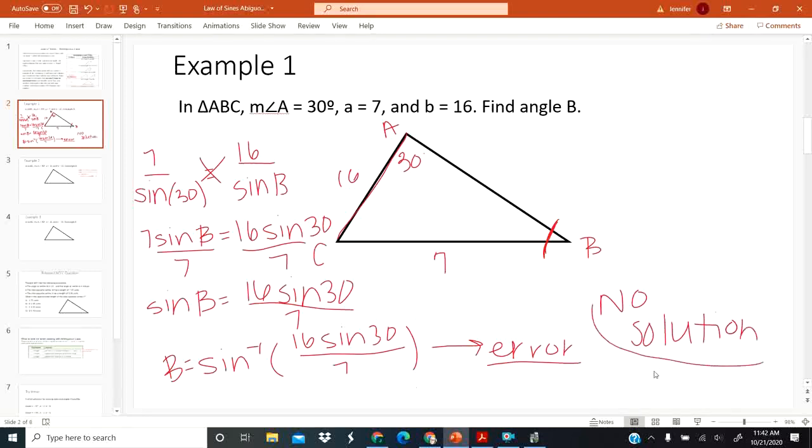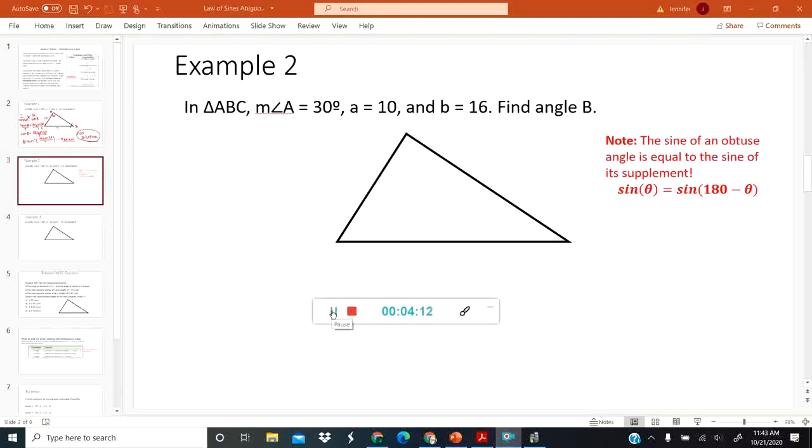And so that is the first case with the ambiguous case where 0 solutions are possible. So then now we're going to start with example 2, and I'm still going to just go ahead and label my triangle first. So I have A, B, C, and I have the measure of angle A is 30 again. Side A is 10 this time, and then side B is 16. And it wants us to find angle B.